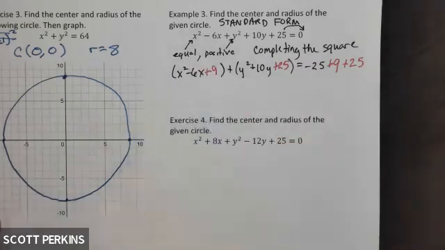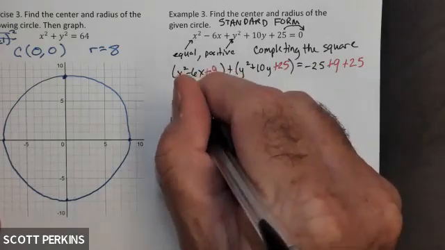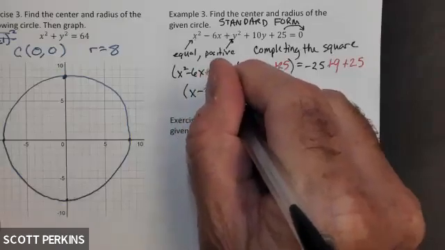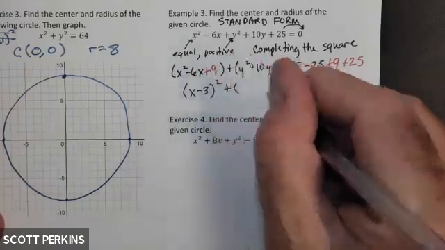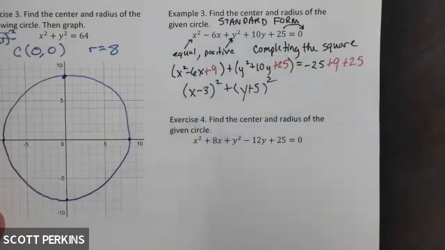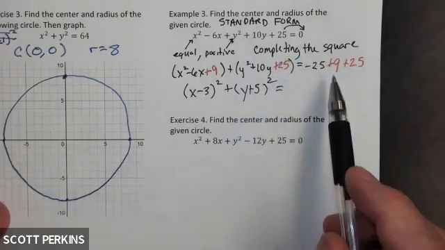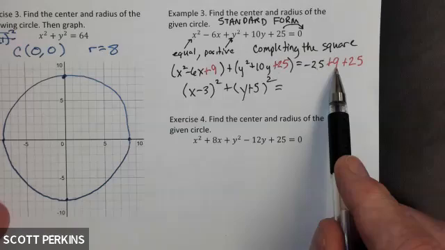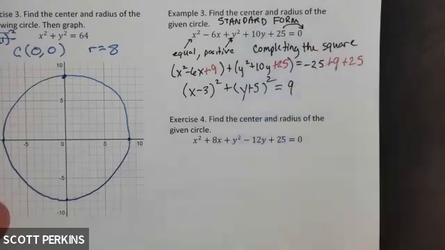So now when I go ahead and do my factoring, the two factors of 9 that add up to -6 are x minus 3 and x minus 3. So I have x minus 3 squared. And then the two factors of 25 that add up to positive 10 are y plus 5 and y plus 5. So I have y plus 5 squared. And then finally, when I add up the numbers on the other side, negative 25 plus 9 is negative 16. Negative 16 plus 25 is 9.